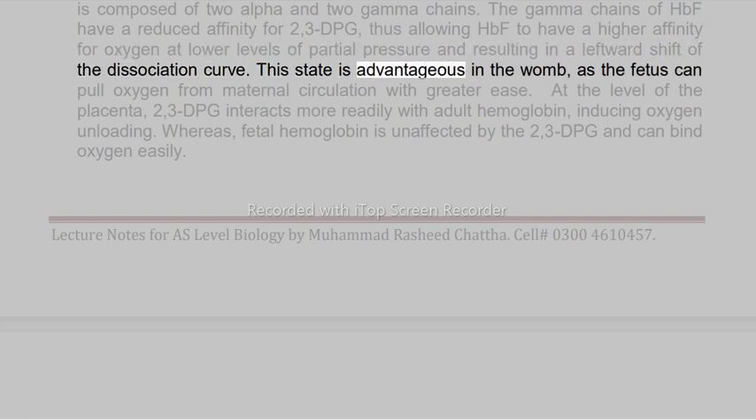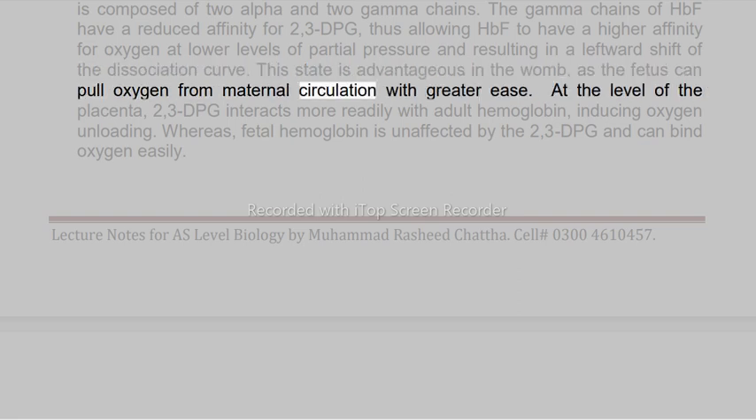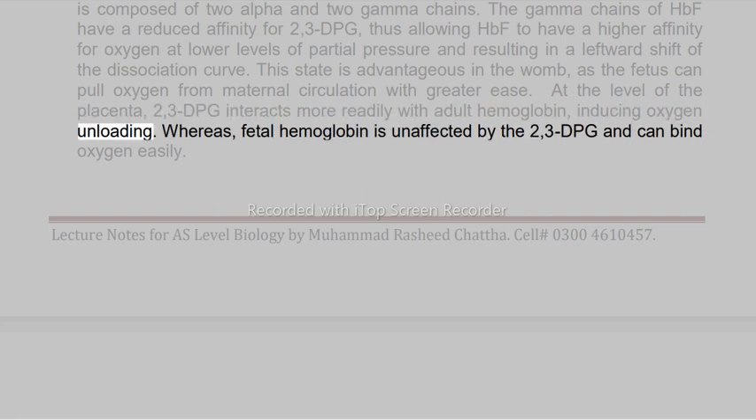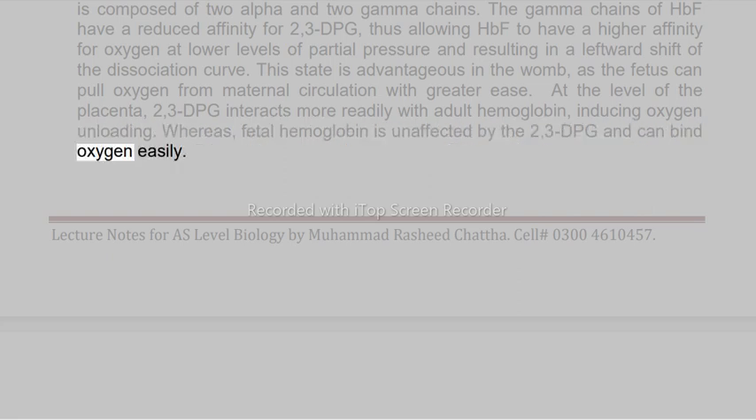This state is advantageous in the womb, as the fetus can pull oxygen from maternal circulation with greater ease. At the level of the placenta, 2,3-DPG interacts more readily with adult hemoglobin, inducing oxygen unloading, whereas fetal hemoglobin is unaffected by the 2,3-DPG and can bind oxygen easily.